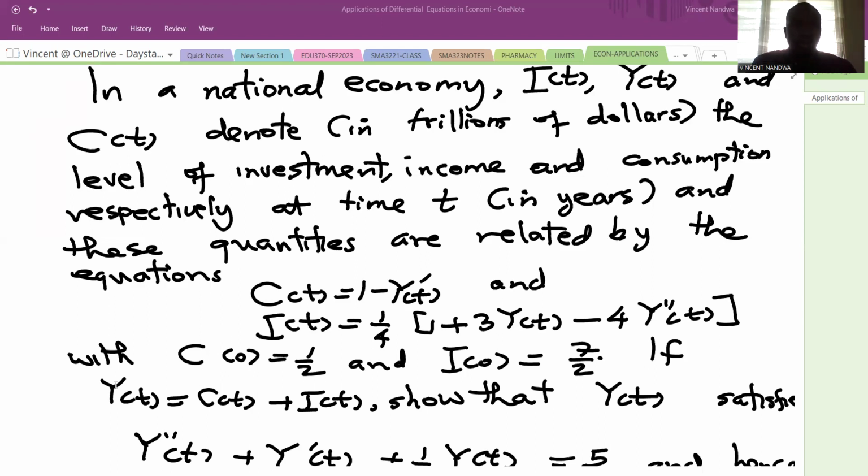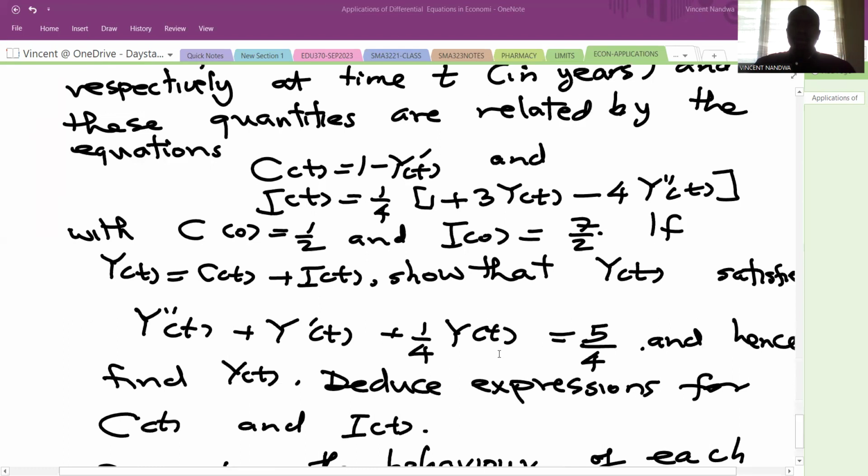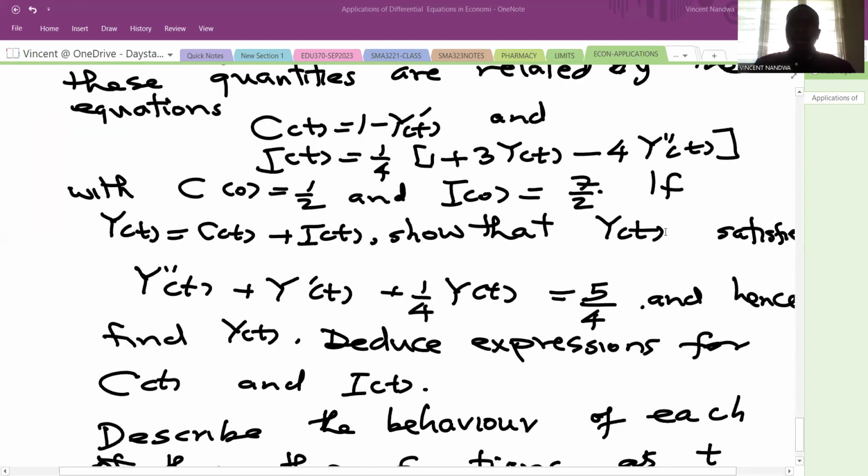Then we are told that the Y function is related to C and I by Y equals C plus I. So the first part of the problem is to show that Y function satisfies the differential equation second derivative of Y plus first derivative of Y plus a quarter Y equals 5/4. And then once we have ascertained that Y satisfies that equation, we need to find the solution for Y.